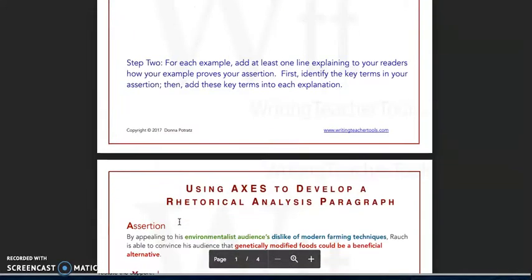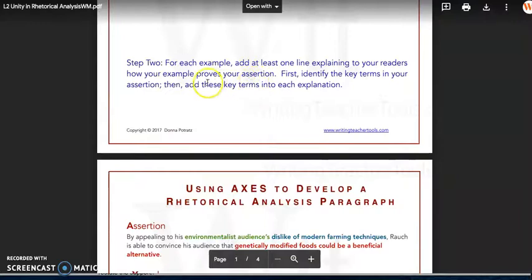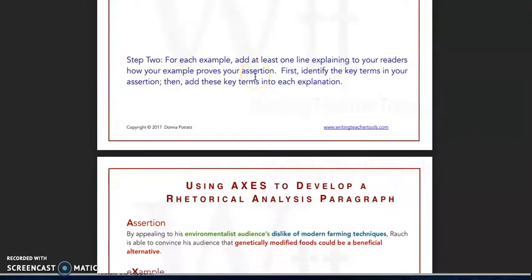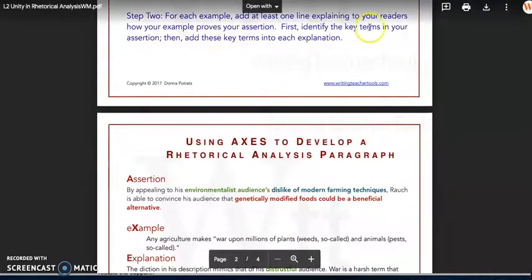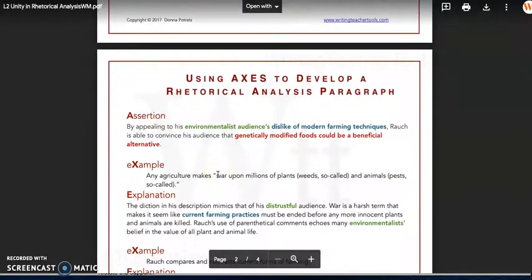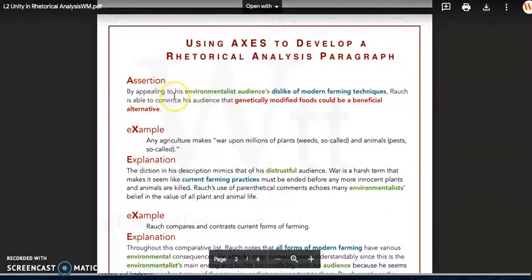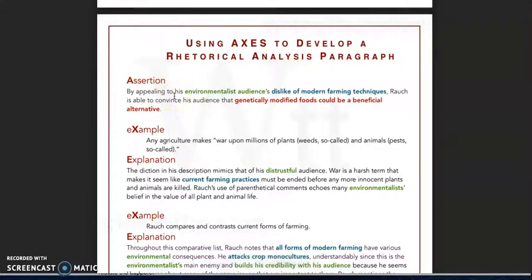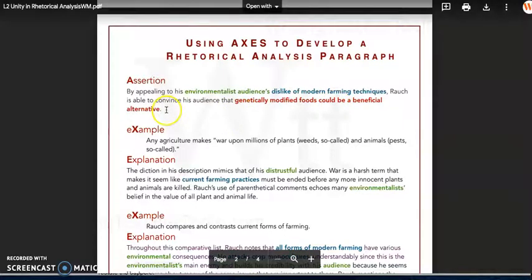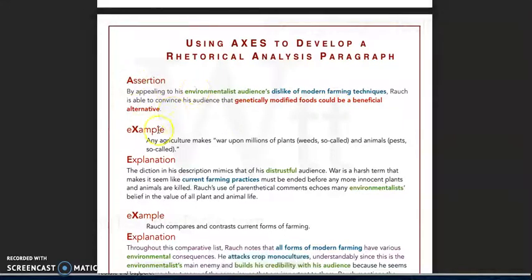And then the next step is to think about how that example proves whatever your assertion is. I'm going to highly recommend that you use key terms from your topic sentence in your explanation. So on this illustration, here is our assertion: by appealing to his environmentalist audience's dislike of modern farming practices, Rao was able to convince his audience that genetically modified foods could be a beneficial alternative. So there's the assertion about the text.